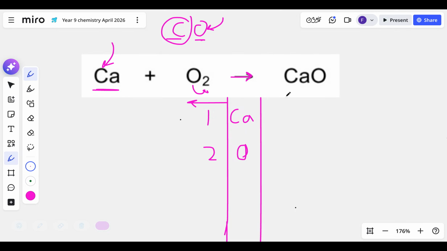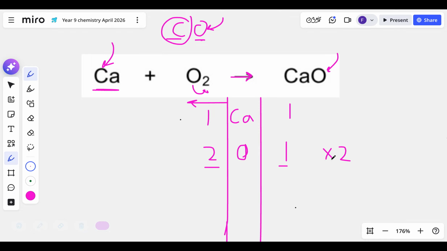All right, fine. Let's look on the right-hand side. How many calciums have I got on the right-hand side? Well, just 1. How many oxygens have I got? Just 1. My numbers aren't the same. Remember what we said, whatever you have on the left-hand side, you must have on the right-hand side. Well, I've got 2 oxygens here and 1 oxygen there, so what am I going to do? Well, I need to double.